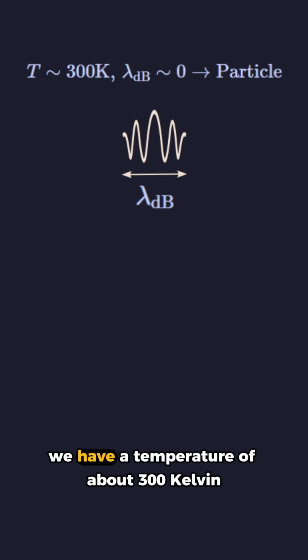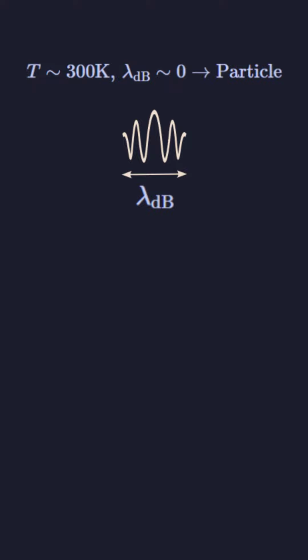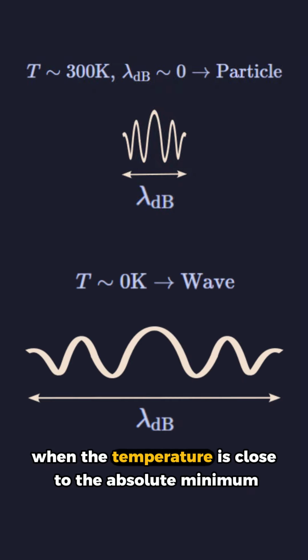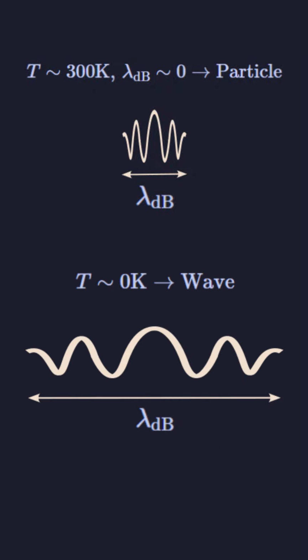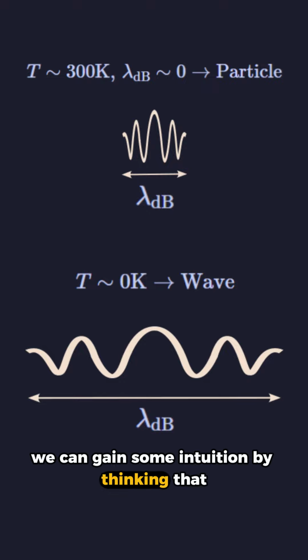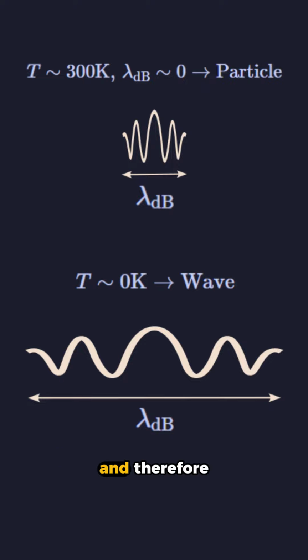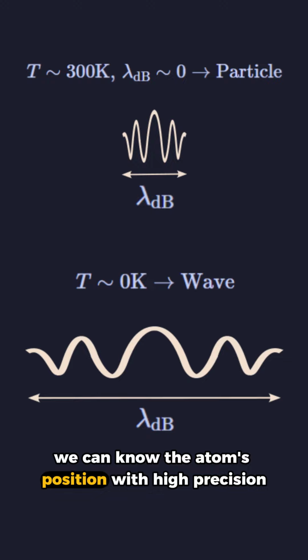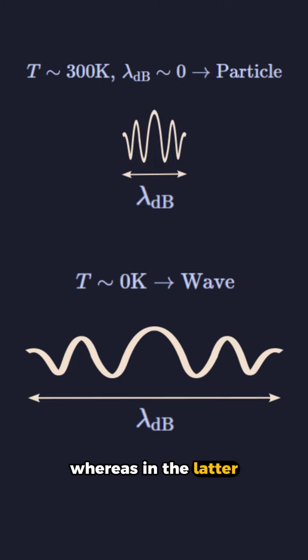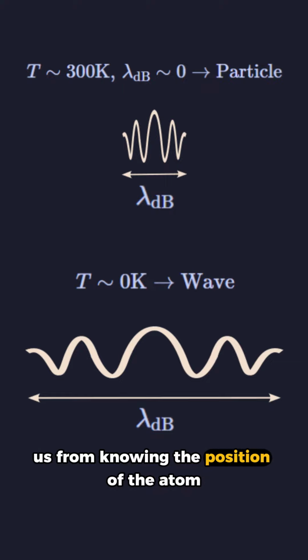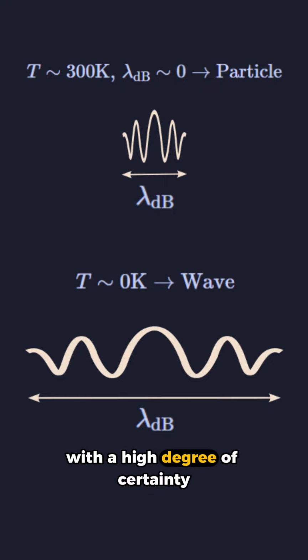So if, for example, we have a temperature of about 300 Kelvin, the de Broglie wavelength is very small and therefore the atom behaves as a particle. On the other extreme, when the temperature is close to the absolute minimum, then the atom behaves as a wave. We can gain some intuition by thinking that in the first case, the de Broglie wavelength is very short and therefore we can know the atom's position with high precision. Whereas in the latter, the extension of the wave function prohibits us from knowing the position of the atom with a high degree of certainty.